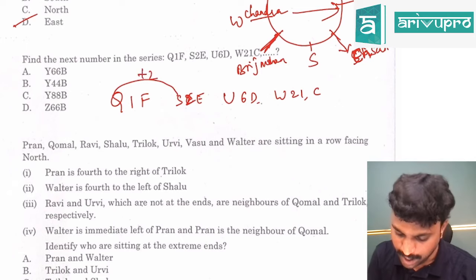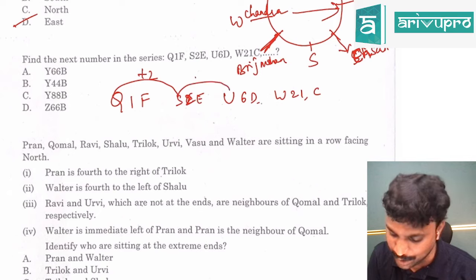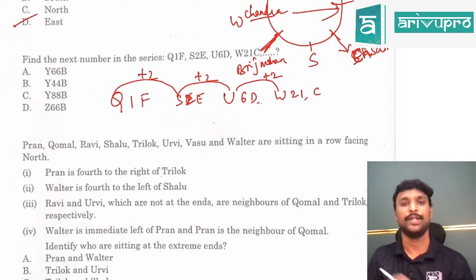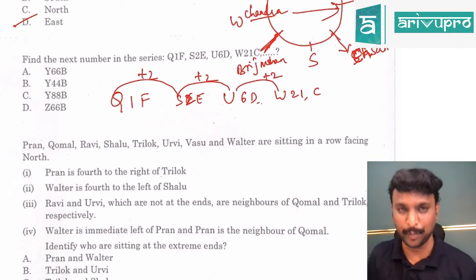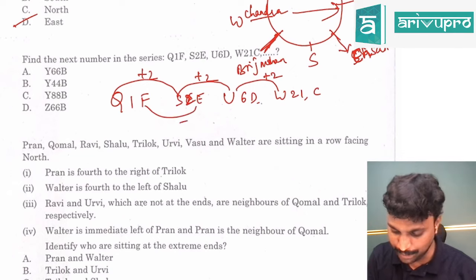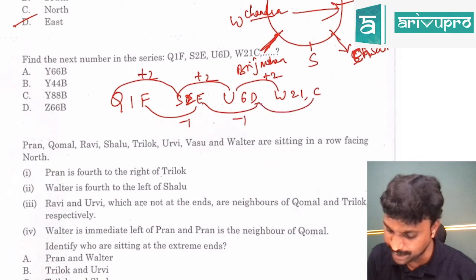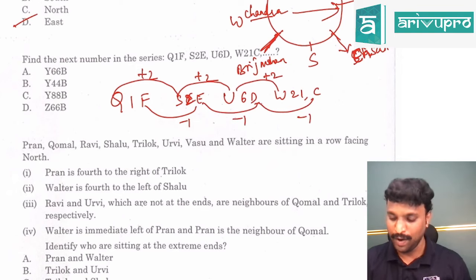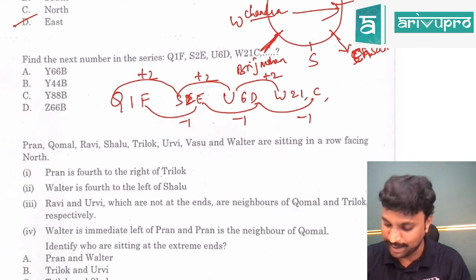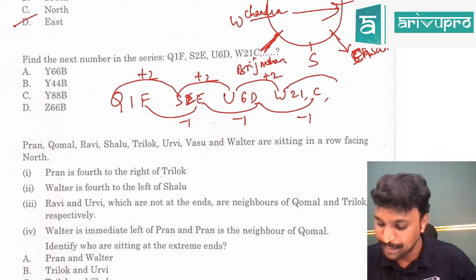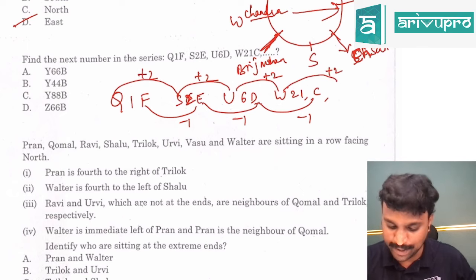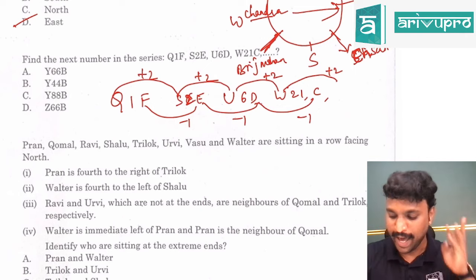QRS, so plus 2, S to U, STU, that means plus 2, U to W, UVW, so plus 2. So all the first letters follow plus 2 pattern. All the last letters, F to E minus 1, E to D minus 1, D to C minus 1. Correct? So let us try to obtain the first letter of the required. So first letter is obtained by plus 2. Guys, W plus 2, X, Y.